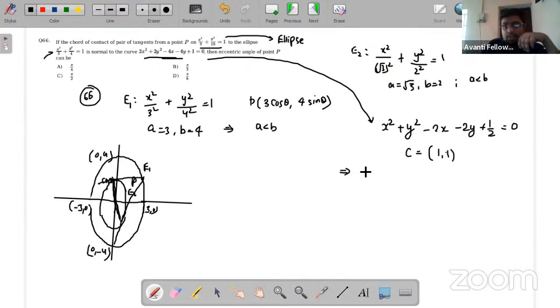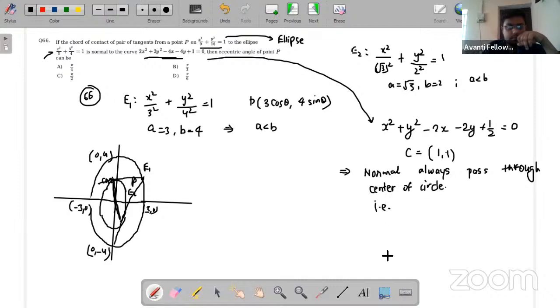That means normal, we know that normal always passes through the center of the circle. That means chord of contact will satisfy 1 comma 1. Center is 1 comma 1.